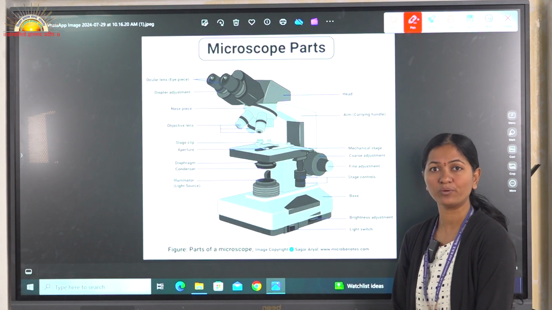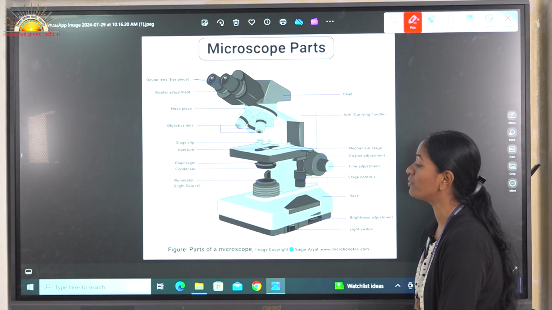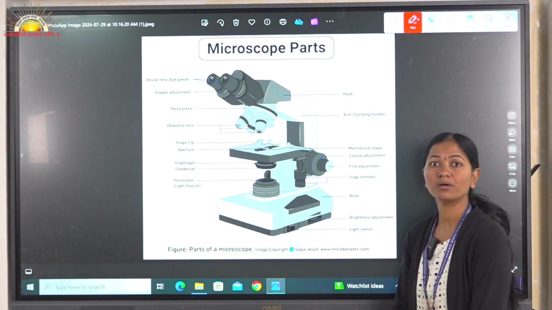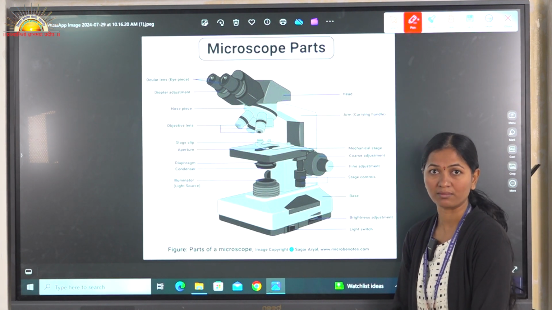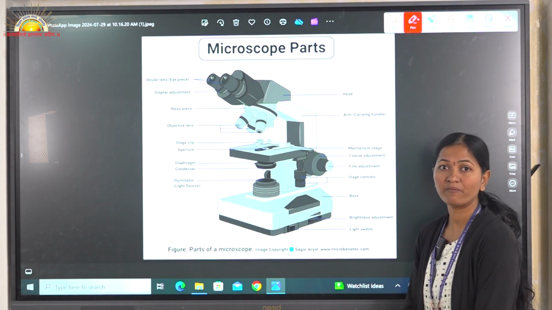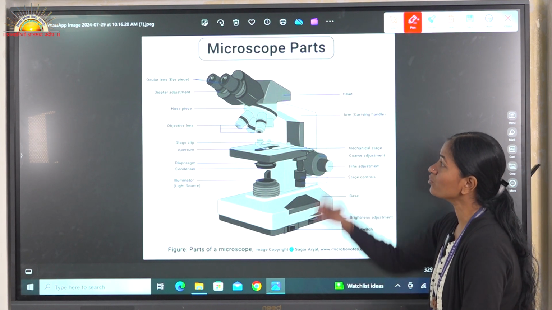Today we are going to discuss the microscope parts. It is an example of a compound microscope, which comprises more than two lens systems. Here we discuss one by one what the parts of a microscope are. Let's see.